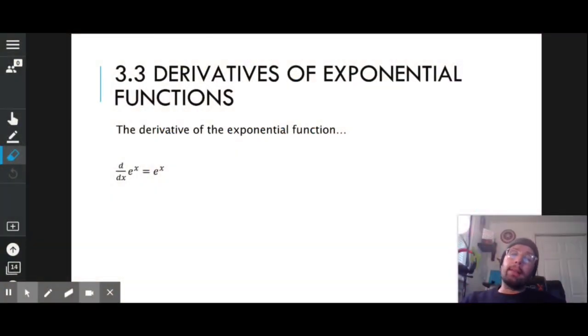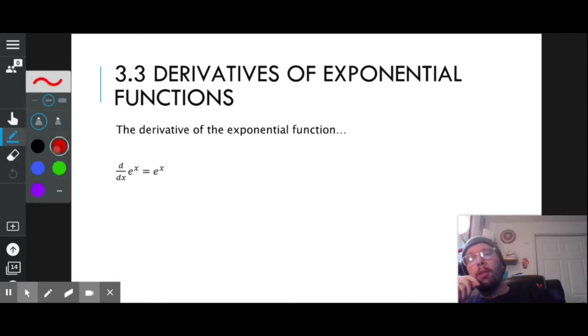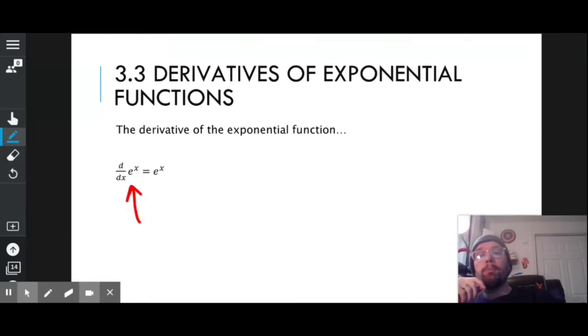e to the x. We're going to take the derivative of e to the x. You ready? The derivative of e to the x is e to the x. The derivative of e to the x is itself. The easiest derivative of all time.